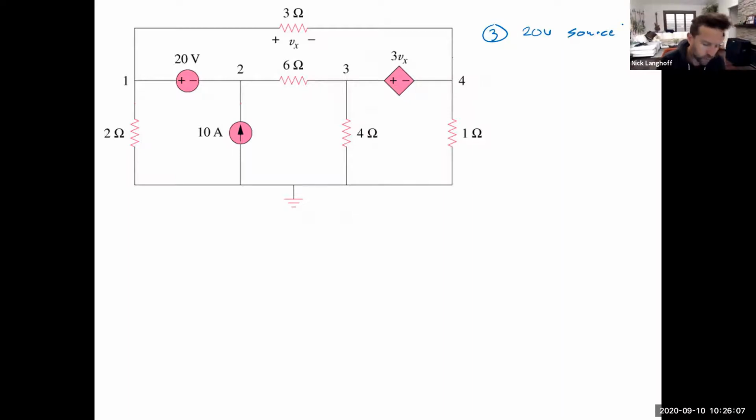The 20 volt source: if you're at V2, and imagine you take a little mini walk to get over to V1, we can see that V1 is 20 volts bigger than V2. So V1 is whatever V2 is plus 20 volts. Or we could rewrite that, moving V2 to the other side, as V1 minus V2, the difference between them, is equal to 20 volts. And there's equation 3.